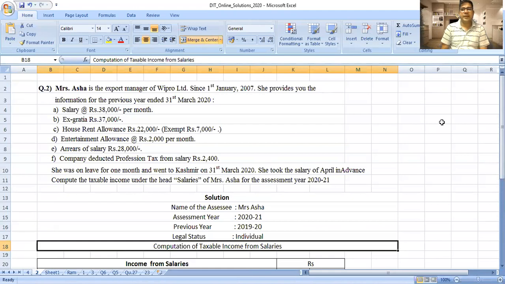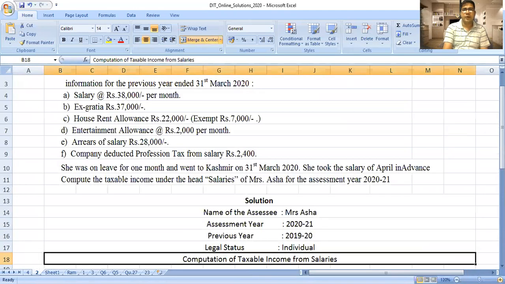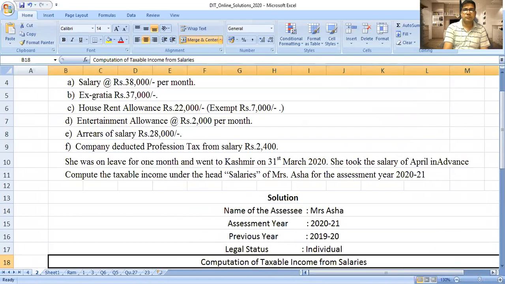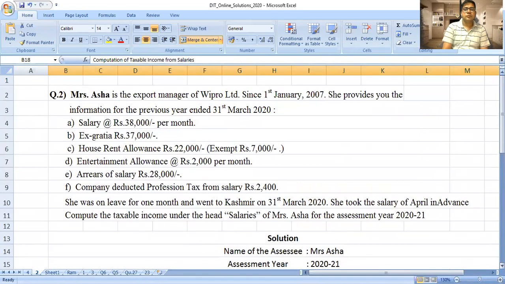Now, the second problem that we are going to learn. Mrs. Asha is the export manager of Wipro Limited since 1st January 2007. She provides the following information for the previous year ended 31st March 2020. A, salary at the rate of rupees 38,000 per month. B, ex gratia rupees 37,000. C, house rent allowance rupees 22,000, exempt rupees 7,000.